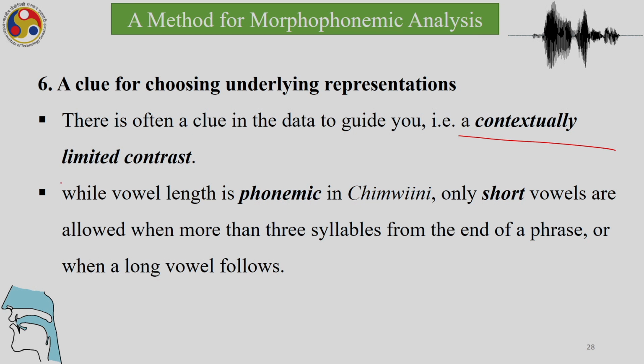So contextually governed contrast is something which is found quite often in phonological data. So what happens in Chimwini is that while vowel length is phonemic, which means there is a contrast between long and short A's and long and short O's, contrastive, but this contextually governed contrast is not found everywhere. So short vowels are allowed when there are more than 3 syllables from the end of the phrase or when a long vowel follows.